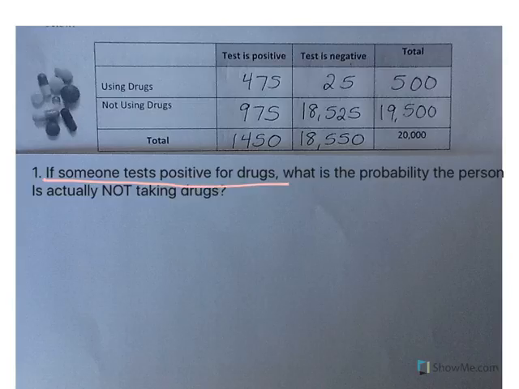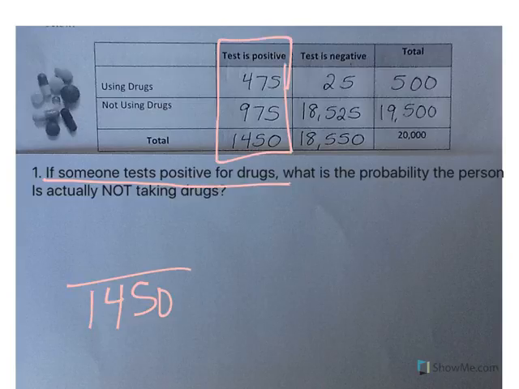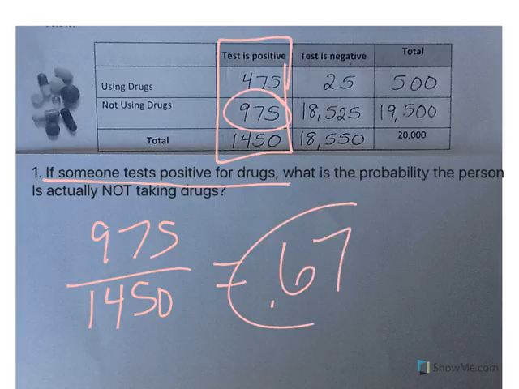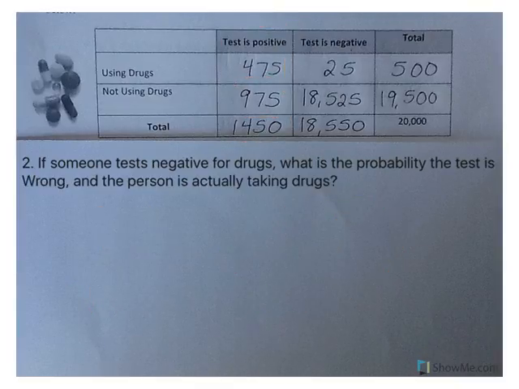If someone tests positive, that puts me here, my denominator is 1,450. What is the probability the person is not taking drugs? Here's the nots, so 975. I end up with 0.67. So if somebody is testing positive, you've got a 67% chance of them actually being clean, right? And if I'm clean, or even if I'm a druggie but I know this, I might demand a retest because I want to prove that I'm clean. This could really hurt my reputation if somebody thinks I'm a druggie when I'm not.